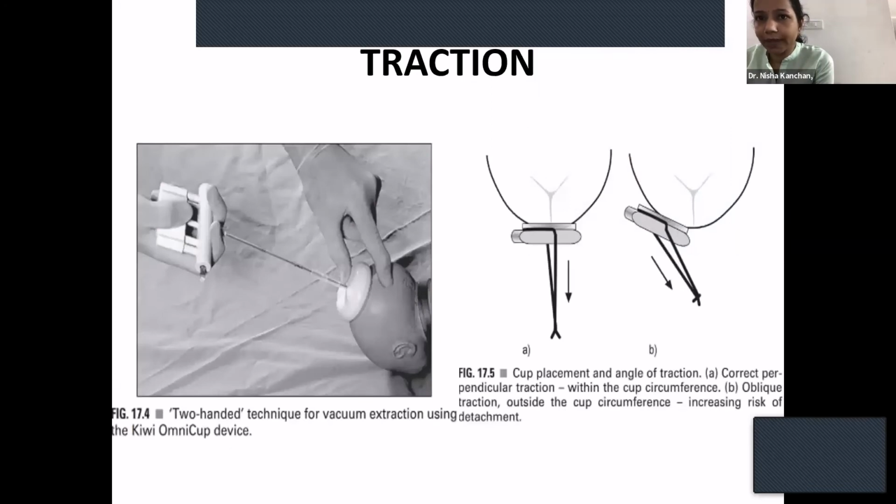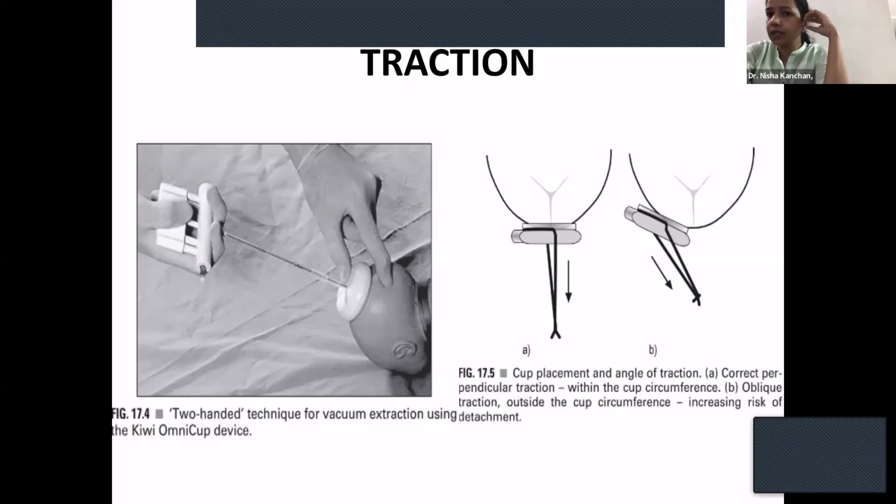So the direction of the traction now. In the picture, what you can see is the Kiwi Omni Cup. The Kiwi Omni Cup was invented by an Australian, Aldo Vaca. This is handheld, and you're supposed to pump and develop the vacuum yourself. This is a two-hand technique. The right hand is applying the traction, and the left hand, the thumb is on the cup and the fingers are on the head, so that you're preventing the cup from popping off when you're giving traction. That is important in traction: the two-handed technique.